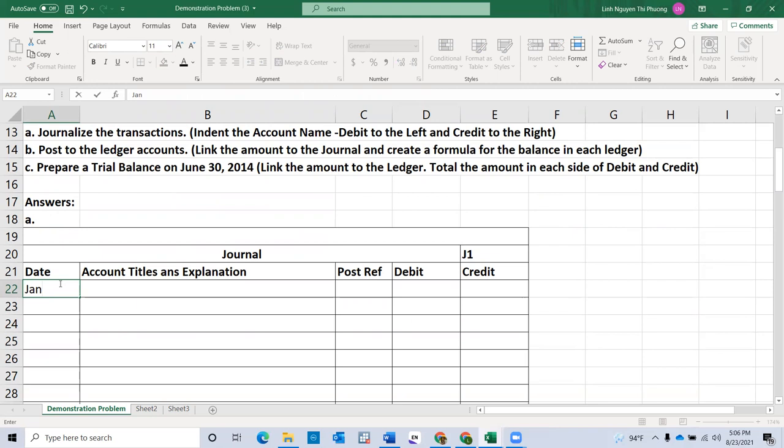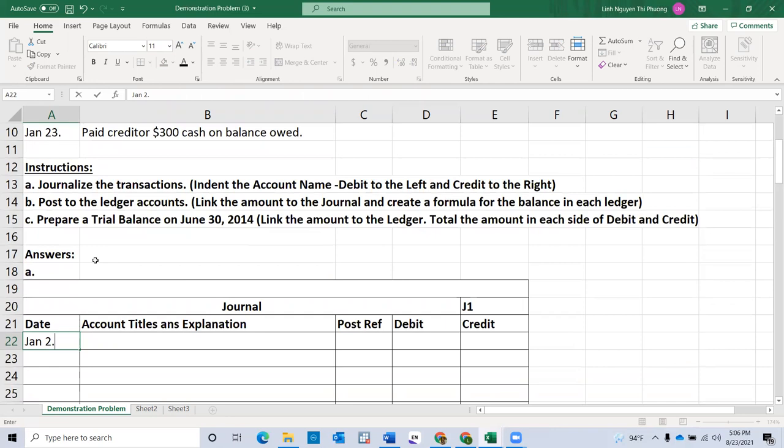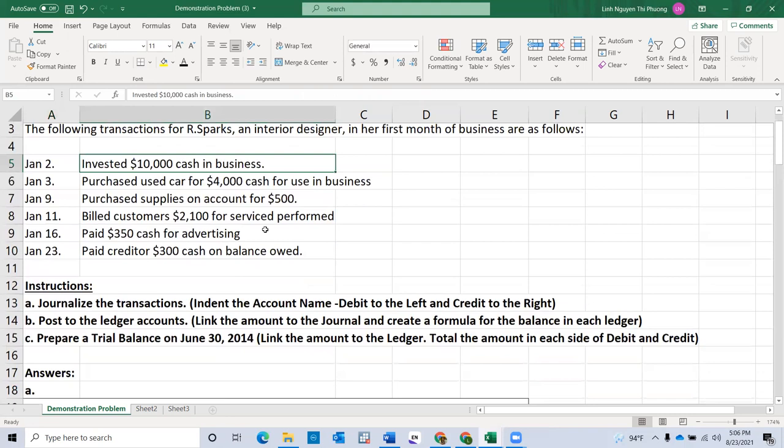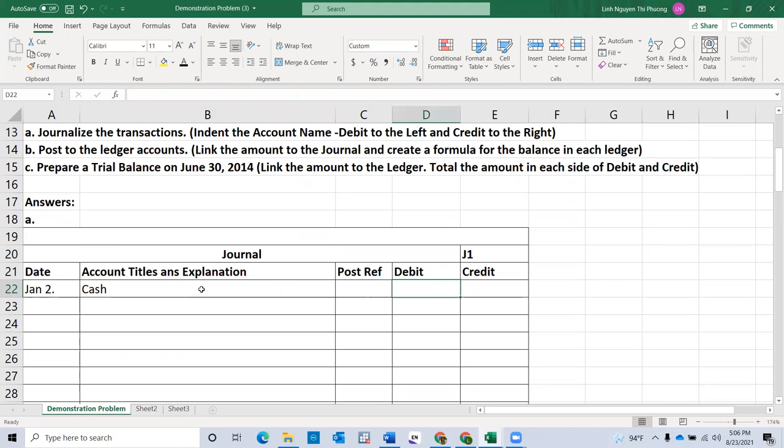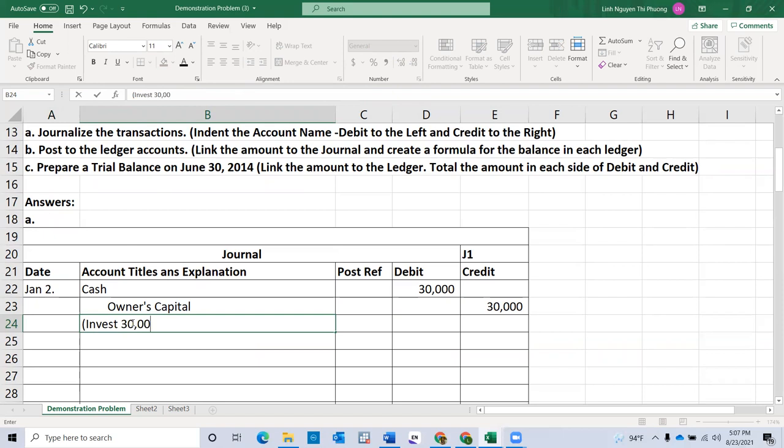January 2, invest 30,000 cash in business, right? So when I invest the money in business, cash will increase 30,000 and owner's capital will increase by 30,000. Now, don't forget to indent to the right. Go to the upper menu and click on increase indent, so it will indent to the right. Don't forget to write a brief explanation of your transaction. Invest 30,000 in business.